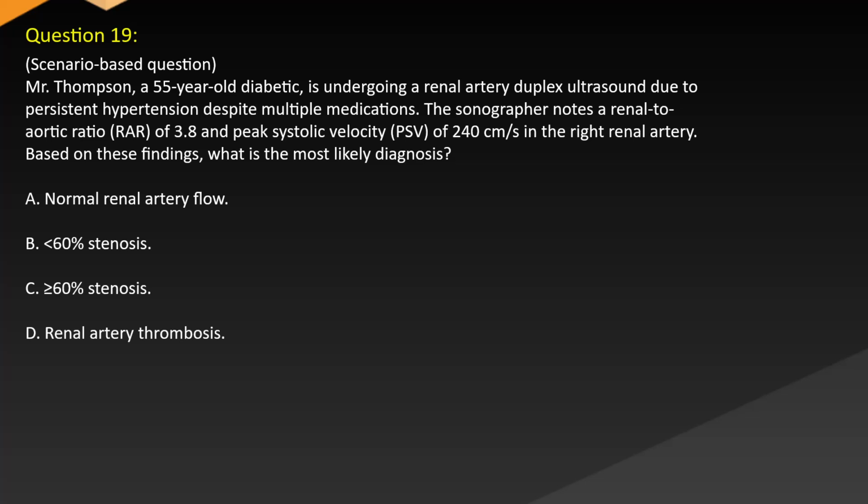Question 19. Scenario-based question. Mr. Thompson, a 55-year-old diabetic, is undergoing a renal artery duplex ultrasound due to persistent hypertension despite multiple medications. The sonographer notes a renal to aortic ratio (RAR) of 3.8 and peak systolic velocity (PSV) of 240 centimeters per second in the right renal artery. Based on these findings, what is the most likely diagnosis? A. Normal renal artery flow. B. 60% stenosis. D. Renal artery thrombosis.